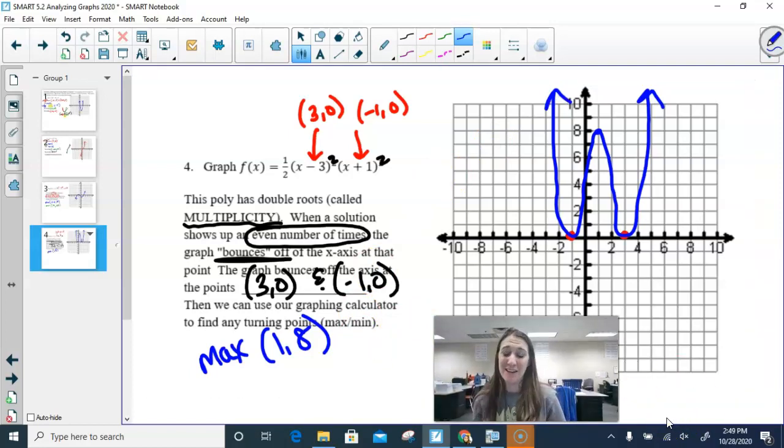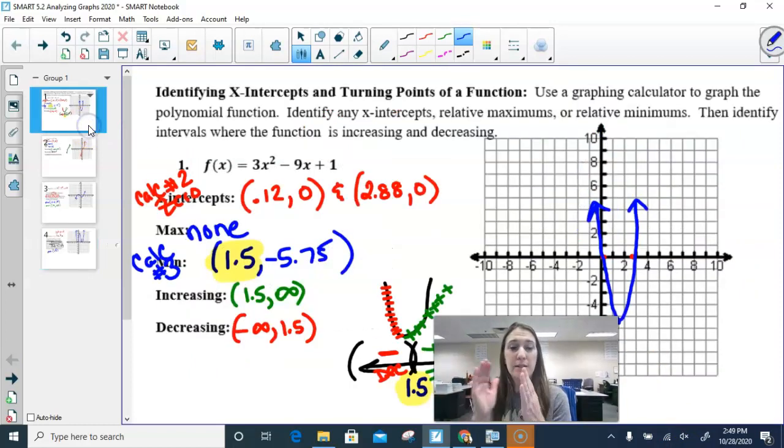All right. So that's kind of it. I know that lesson seemed like there's a whole blob of information. Here's what I'm going to tell you. This stuff on identifying x-intercepts and turning points and increasing and decreasing intervals, finding x-intercepts and finding the maximum and the minimum, is super important for Algebra 2. We're going to do that a lot.